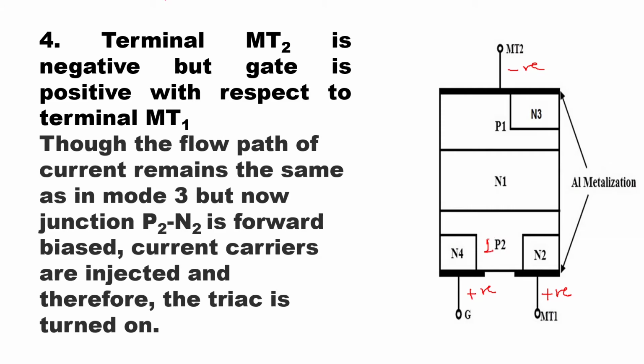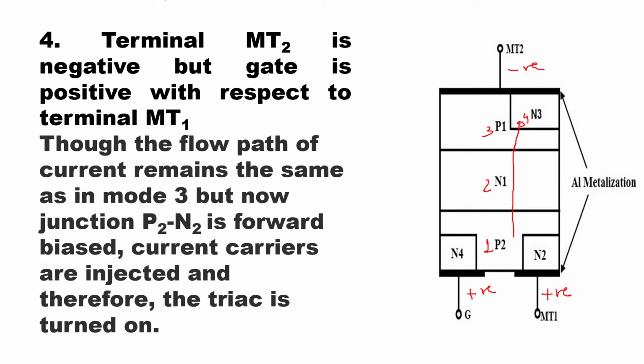P2 will be the first layer, N1 will be the second layer, P1 will be the third layer, and N3 will be the fourth layer. So this is how the current is going to flow.